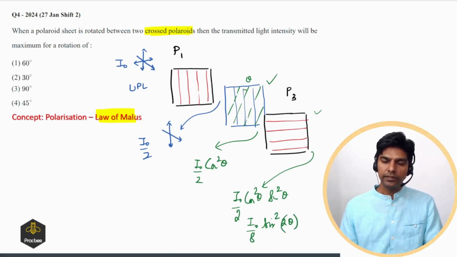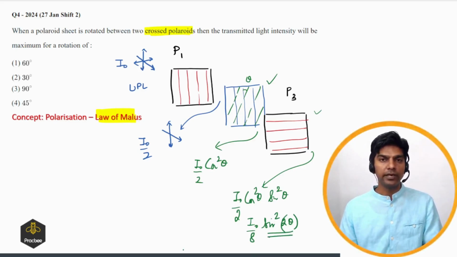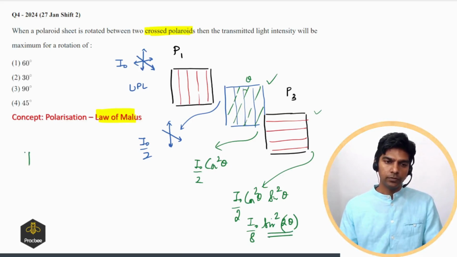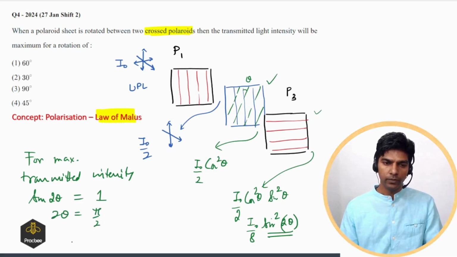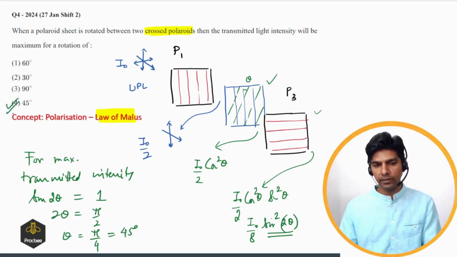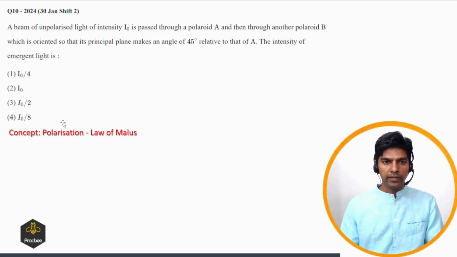Now we want this intensity to be maximum. For this to be maximum, sine 2 theta has to be maximum. So for maximum transmitted intensity, sine 2 theta should be 1, or 2 theta should be equal to pi by 2. So theta should be pi by 4 or 45 degrees. So option 4 is the right answer. Now let us see the next question.